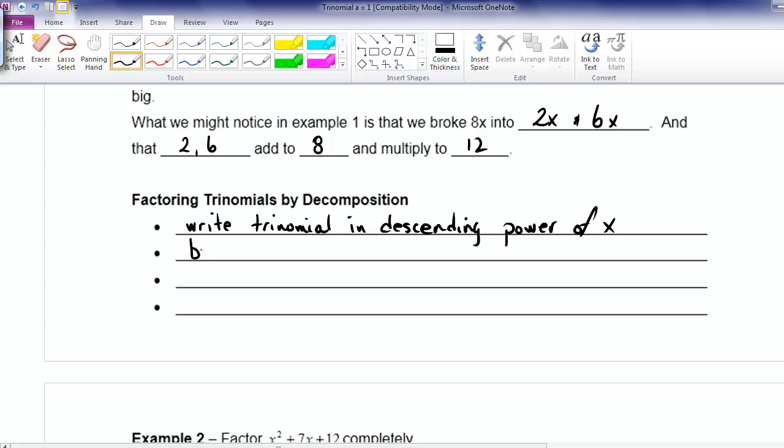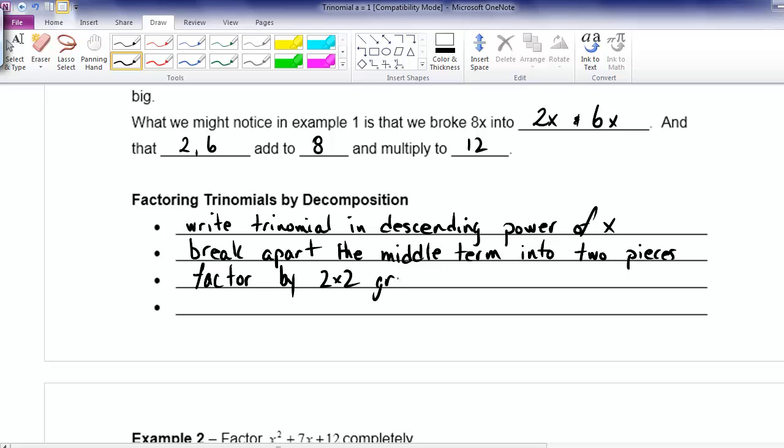Given we have it like that, what we want to do is break apart the middle term into two pieces. Now these two pieces have to equal the original middle term. But they can't be any two pieces. The coefficients, the number in front of x of these two pieces, have to not only add up to the middle term, but they have to multiply to the last term. And when we do this little trick, you end up with a 2 by 2. And we are going to factor by 2 by 2 grouping.